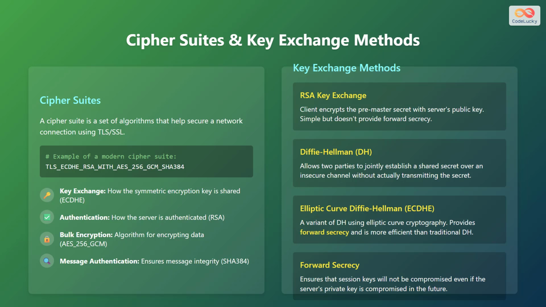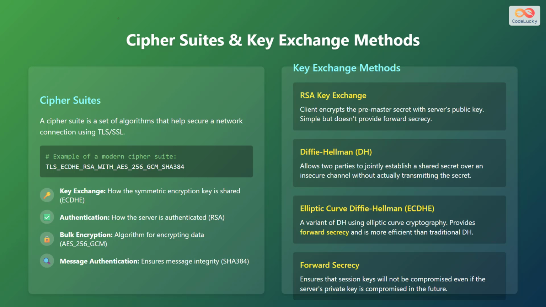Let's explore cipher suites and key exchange methods. A cipher suite is a set of algorithms that help secure a network connection using TLS or SSL. An example of a modern cipher suite is TLS, Elliptic Curve Diffie-Hellman Ephemeral, Rivest-Shamir-Adleman with Advanced Encryption Standard 256-bit, Galois Counter Mode, Secure Hash Algorithm 384.